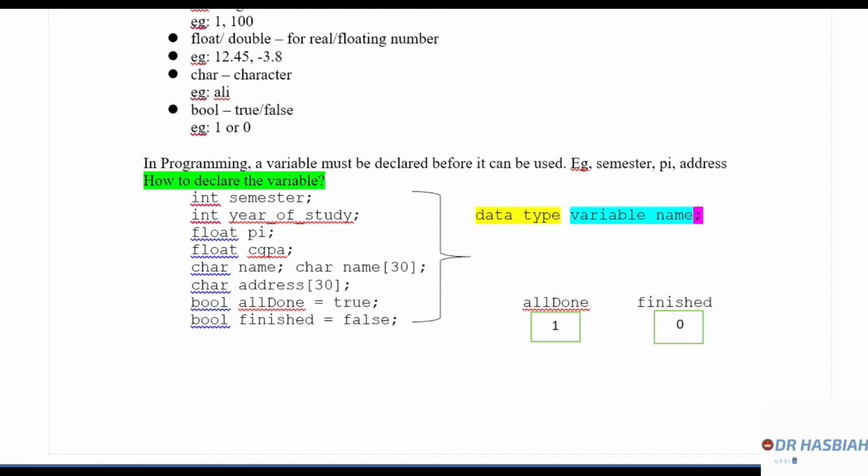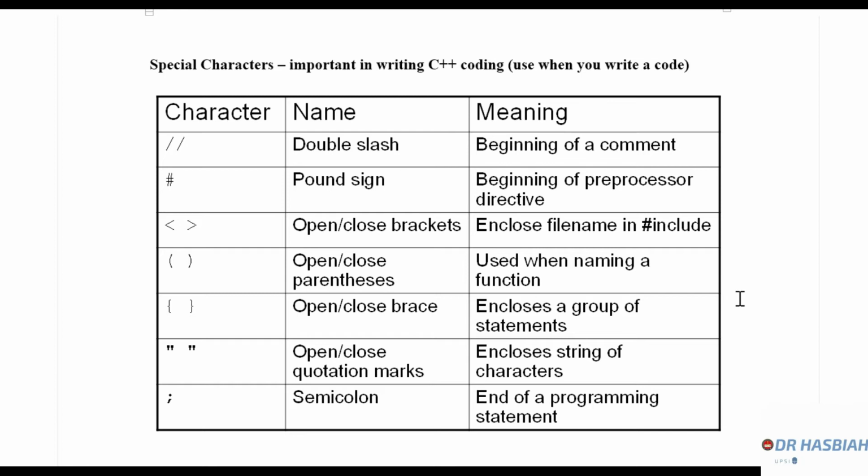Okay, now we want to see the special characters that we have in C++, because this is important in writing C++ coding. In order to write the C++ coding, you have to use all these special characters. We will see later, after this. So you have to know and use them when you write code, right? All these characters. So what are the characters you have to know? We have the list here.